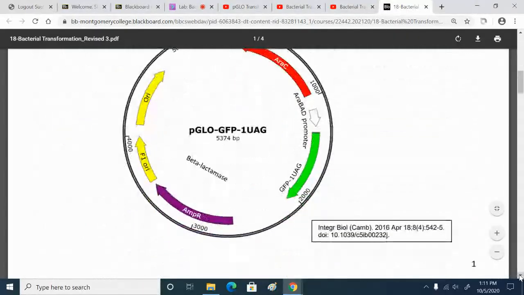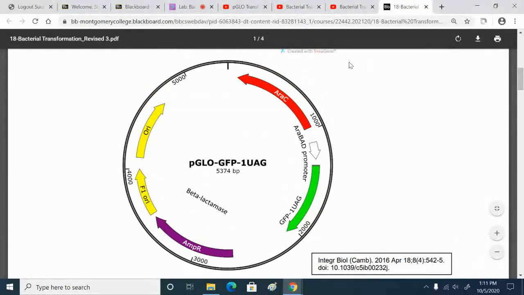So here is our plasmid. Remember, the three genes we're concerned about are the ARAC gene, the green fluorescent protein gene, and the beta-lactamase gene, which is called AMPR for ampicillin resistance gene, but it's a gene that codes for beta-lactamase.